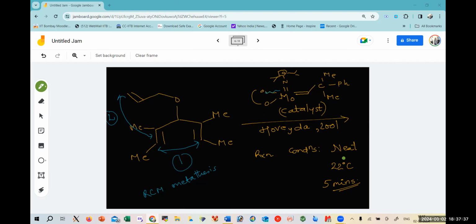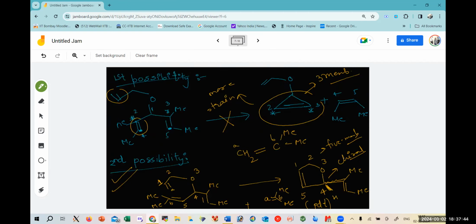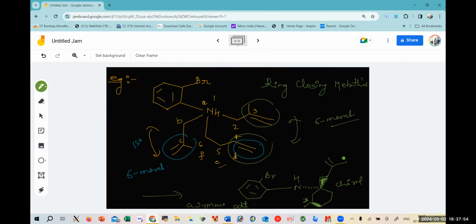So here we saw if we have different parts of alkene over there, we would be ending up having different possibilities. But then we will look at the product stability, and compared to the 3-membered ring, the 5-membered ring is more stable. So we are going with the second possibility. Similarly, in the second example, if this particular alkene is combined with these green ones, these two combined would tend to give you a 6-membered ring, which is chiral.